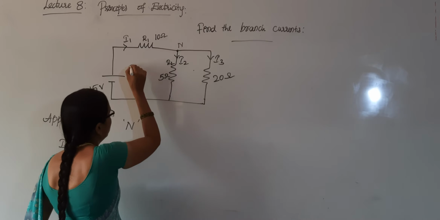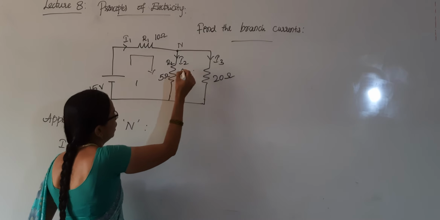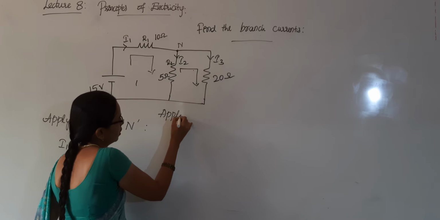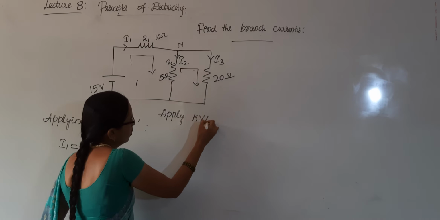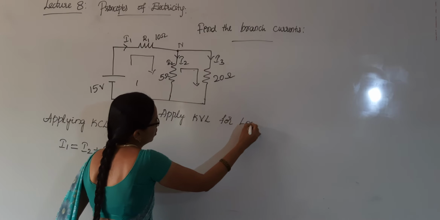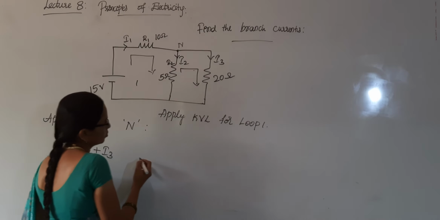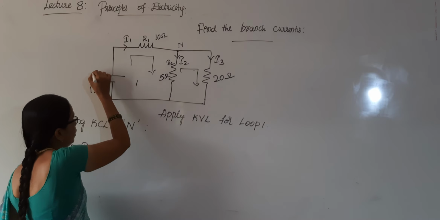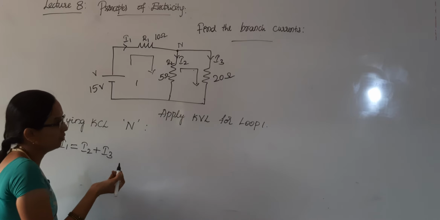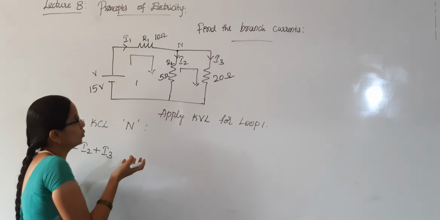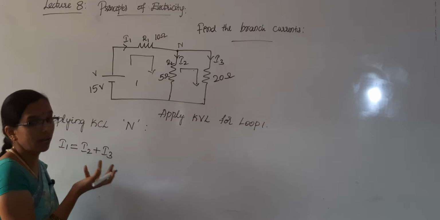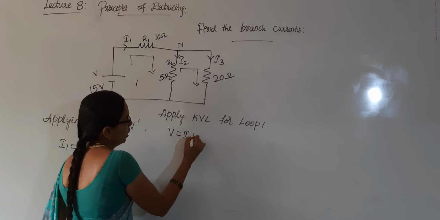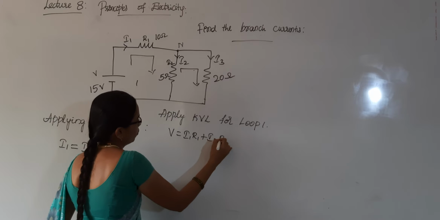Next, loop 1 and loop 2. Apply KVL for loop 1. Here plus 15 volt, it is directly V, which I will call, that is given in your formula. V is equal to I1 R1 plus I2 R2.